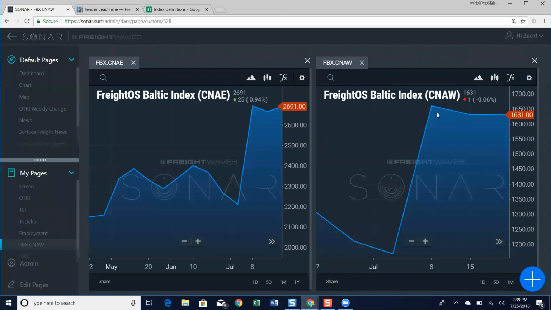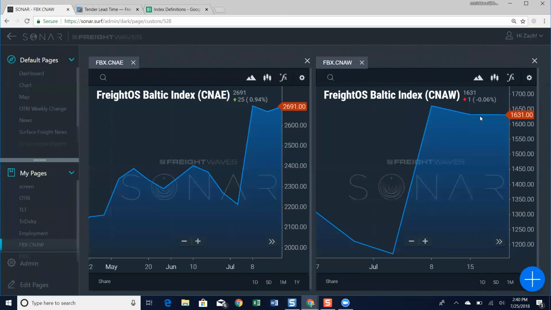What I have pulled up here is the Freightos Baltic Index. What this does is measure the average spot market price for 40-foot containers in specific lanes. I have China to North American East Coast, that's what CNAE means, and China to North American West Coast. You see they're correlated pretty heavily as volumes are going to both sides of the country at this point.